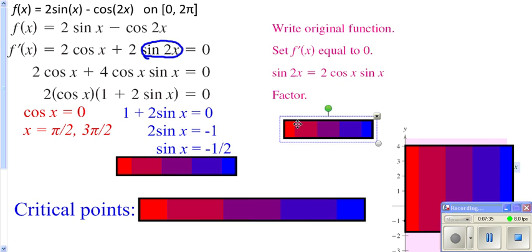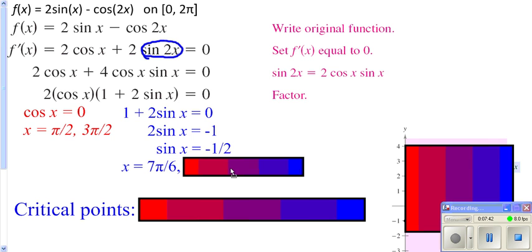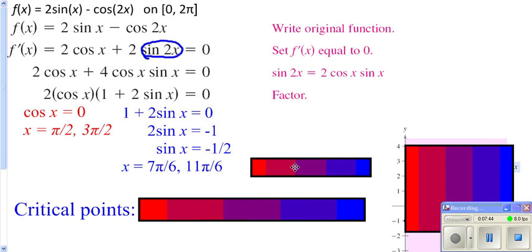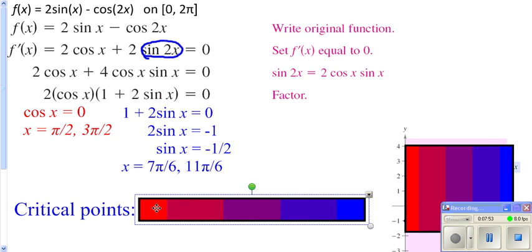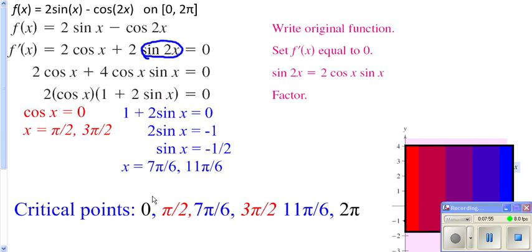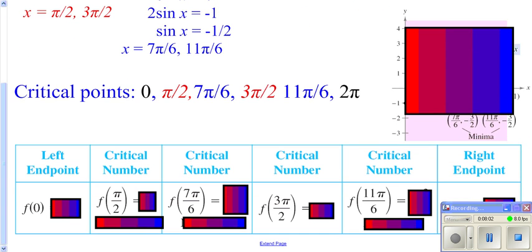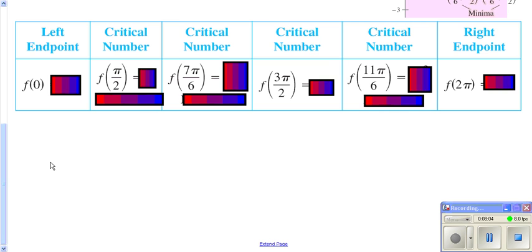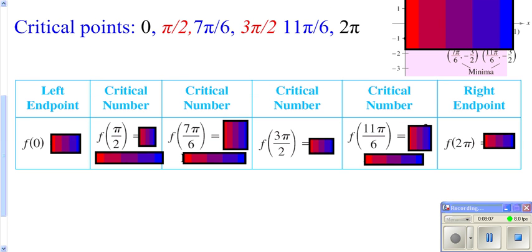So then we also need to look at, okay, when is sine of x equal to -1/2? And you should remember that that is at 7 pi over 6 and 11 pi over 6. All four of these in red and in blue are our critical points along with our endpoints. All we have to do is go ahead and evaluate all of these critical points. Remember, you got to plug them back into your original function.